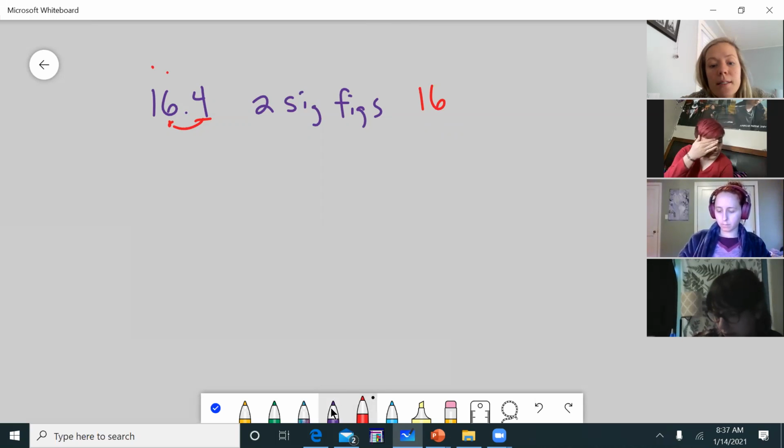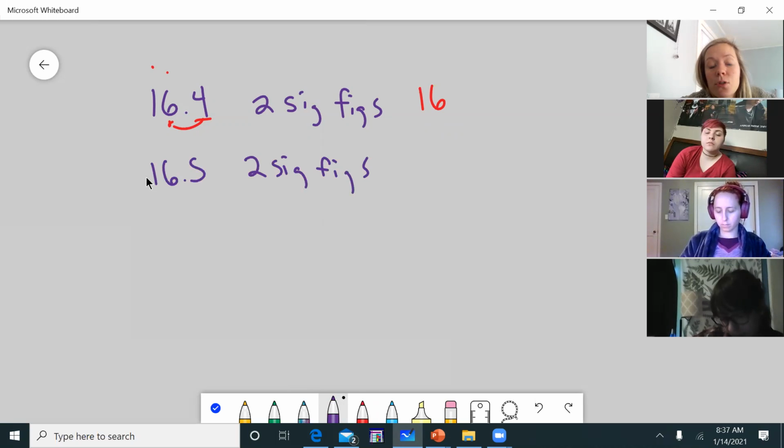What if this number, instead of being 16.4, happened to be 16.5? And I also want to round it to 2 sig figs. I'm going to keep the 1. I'm going to keep the 6. What does the 5 tell the 6 to do? It's going to tell it to actually round up. So 2 sig figs here is going to be 17. Right? You guys remember the rules of rounding from long, long ago? Okay, so 4 and under, it stays. 5 and over, it goes up.